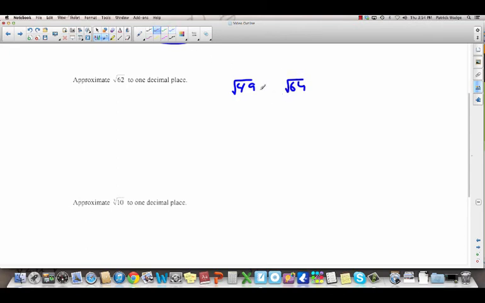Now, does the square root of 62 sit closer to 49 or closer to 64? Way closer to 64, so it's somewhere way up here. What's the square root of 49? 7. What's the square root of 64? 8. So we know it's 7 point something. It's always going to be the lower one, 7 point. But now, root 62 is closer to 8.